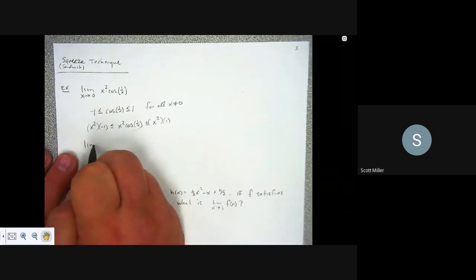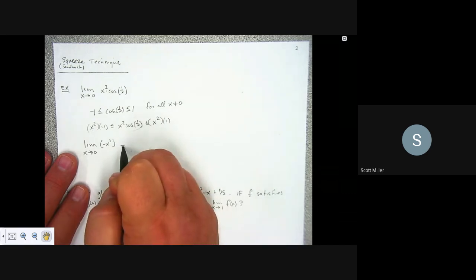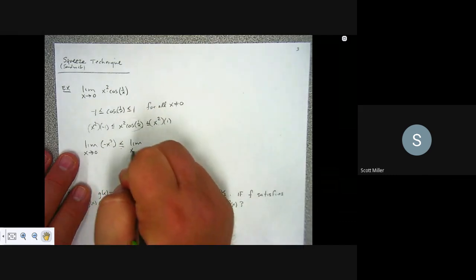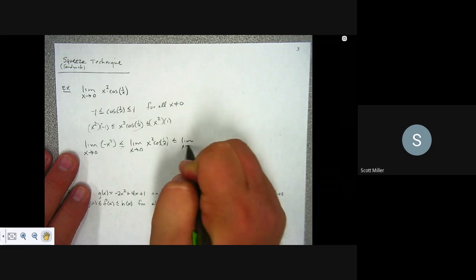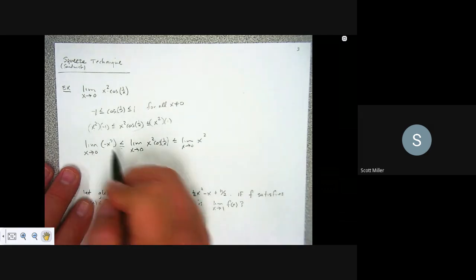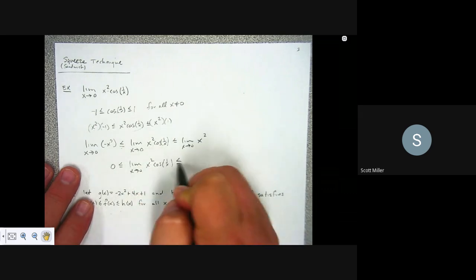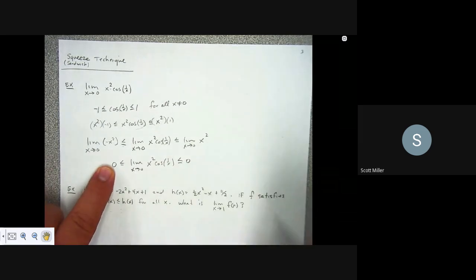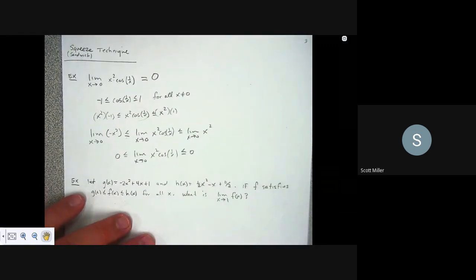I know that the limit as x approaches 0 of negative x squared, this side, is less than or equal to the limit as x approaches 0 of this function, which is less than or equal to the limit as x approaches 0 of this function. The limit of this function is 0. I can do direct substitution here, so if I plug in 0, I'm going to get 0. And if I do direct substitution here, I'm going to get 0. So what does that tell me? So this limit is sandwiched between the limits of 0. So now I know that my answer has a limit at 0. Okay? That's how the squeeze theorem works in that scenario.